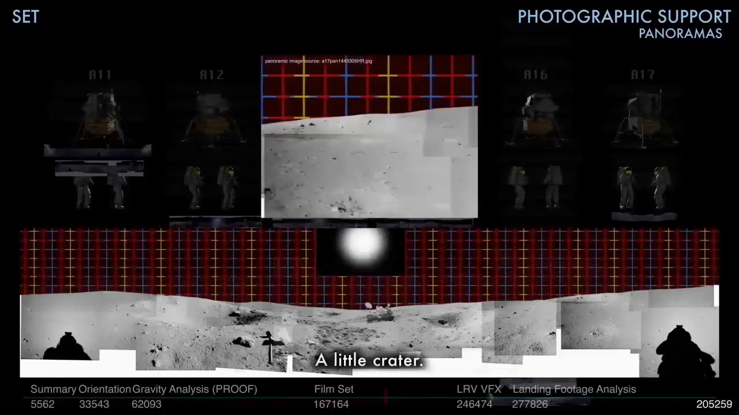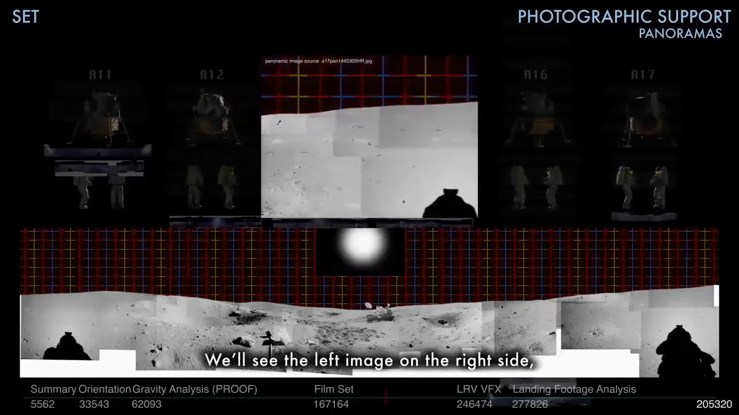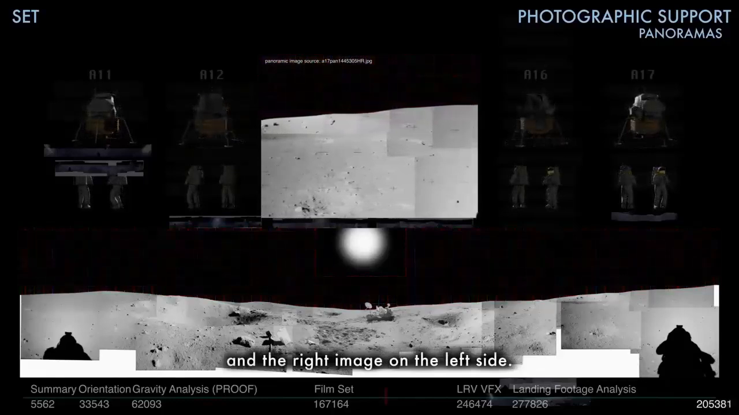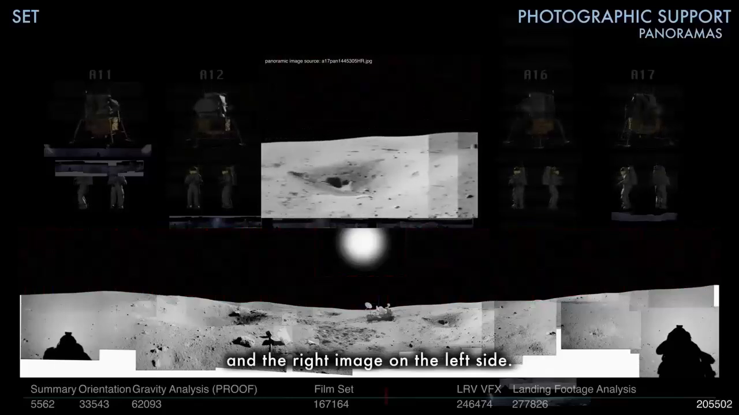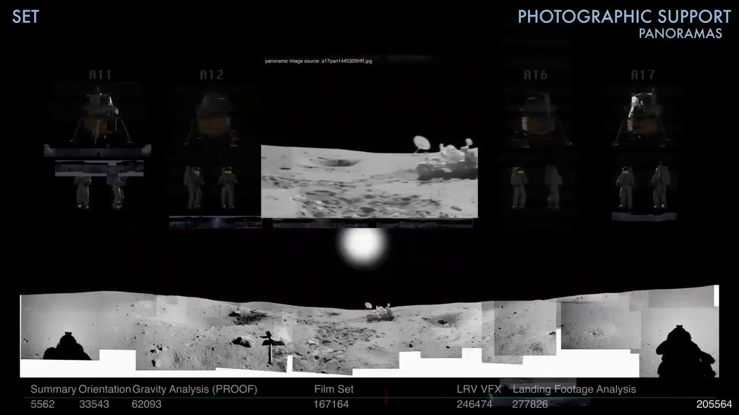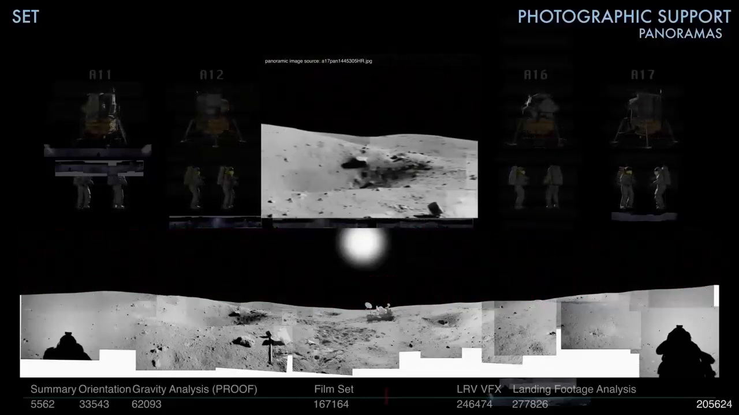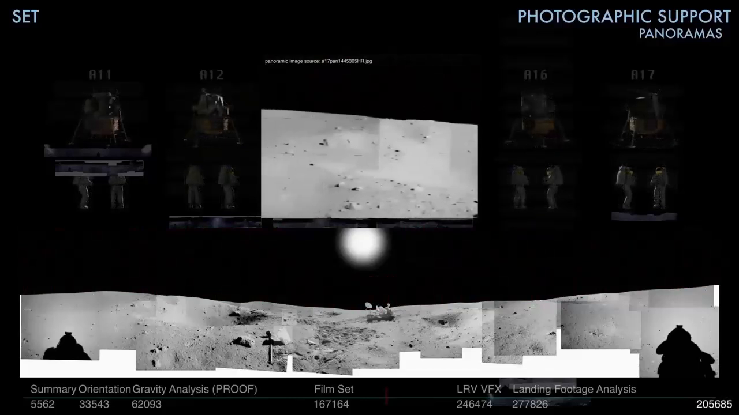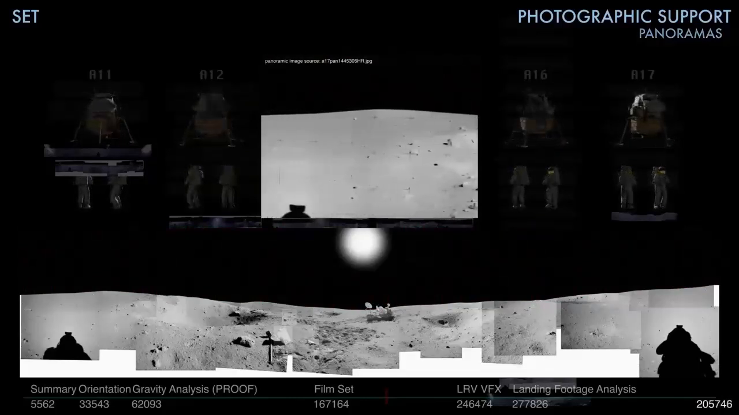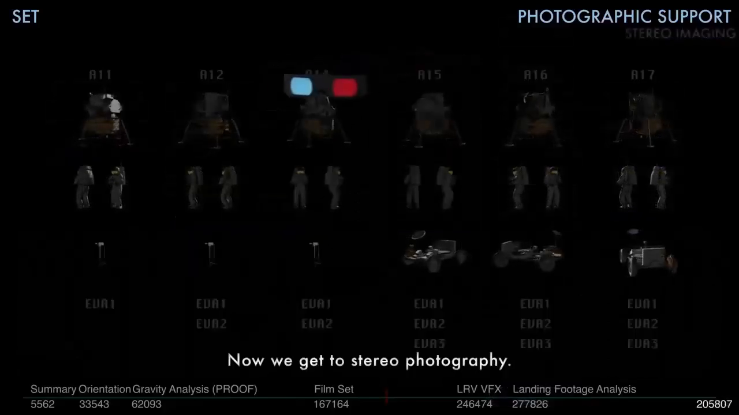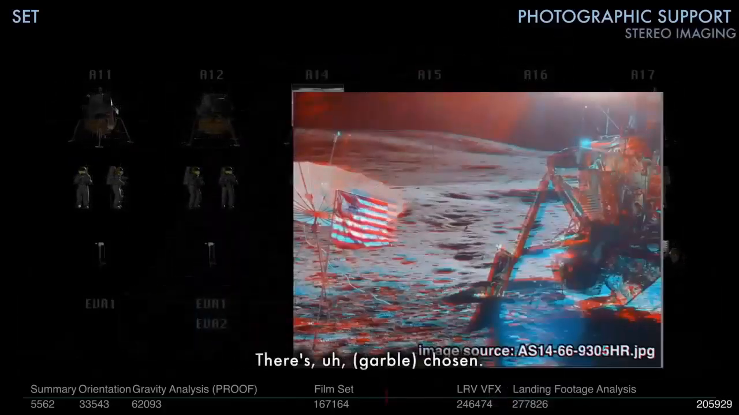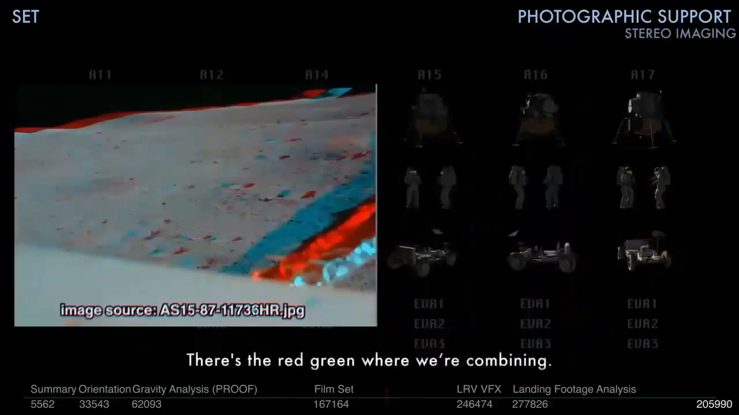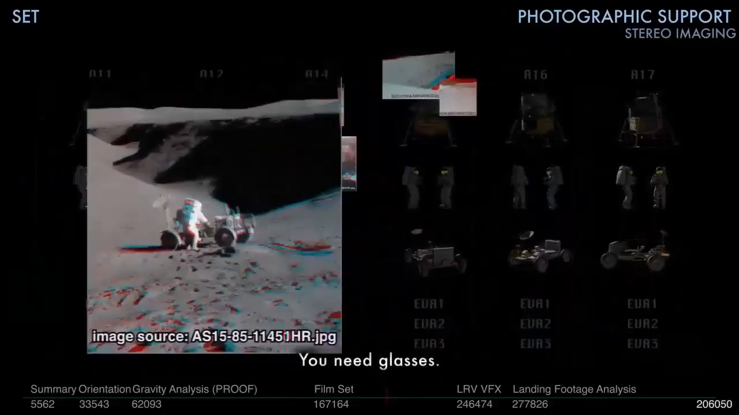Here is a little crater. We'll see the left image on the right side, and the right image on the left side. And now we get to the stereophotography. There are 3 ways of doing stereophotography. I have chosen the red-blue, but there are several ways of achieving this.